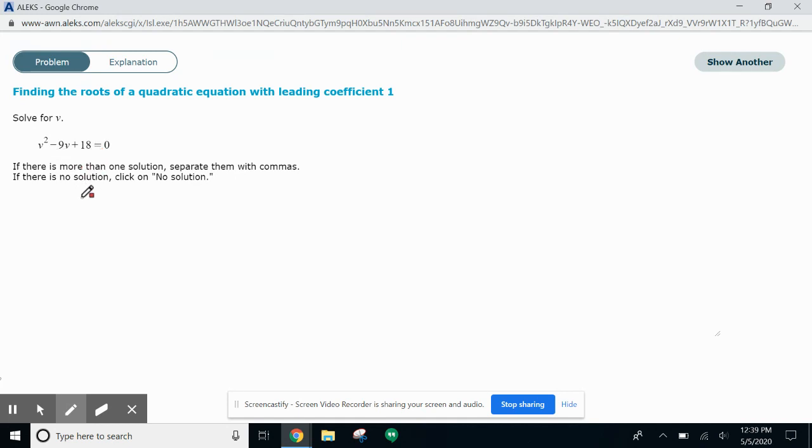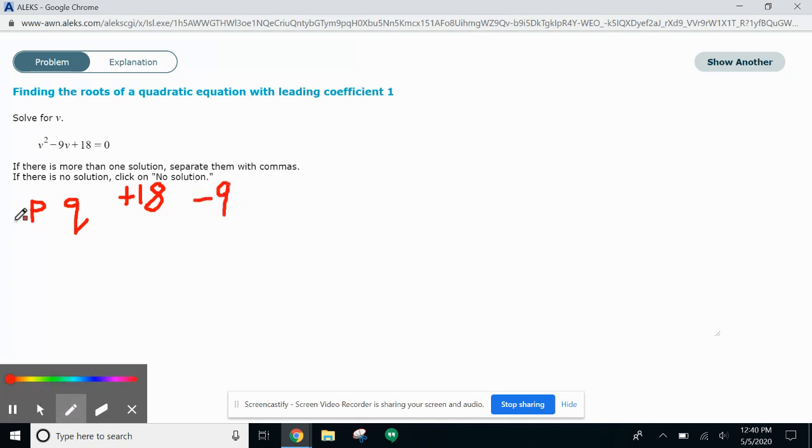So factoring this is similar to what we've done before. If I have P and Q and I'm making my table, I'm going to have to multiply from the A and C terms, the first term and the third one, which is 1. There's no coefficient out there. So that's the same as 1 times 18. So I need to multiply to positive 18, and I need to add to the middle term, the B term, which is negative 9.